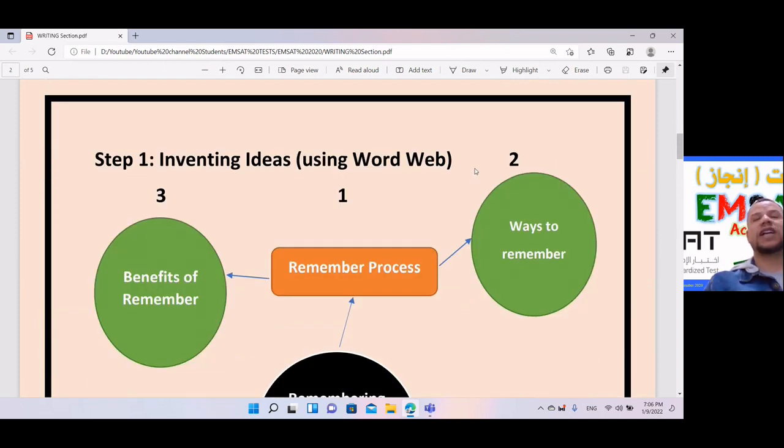Step one is inventing ideas. As I told you, the statement of the question has ideas. It's a talent, a skill, to extract the ideas or the points you want to talk about. So step one is inventing ideas. How to do that? Practice at home to do a word web. A word web is a technique.